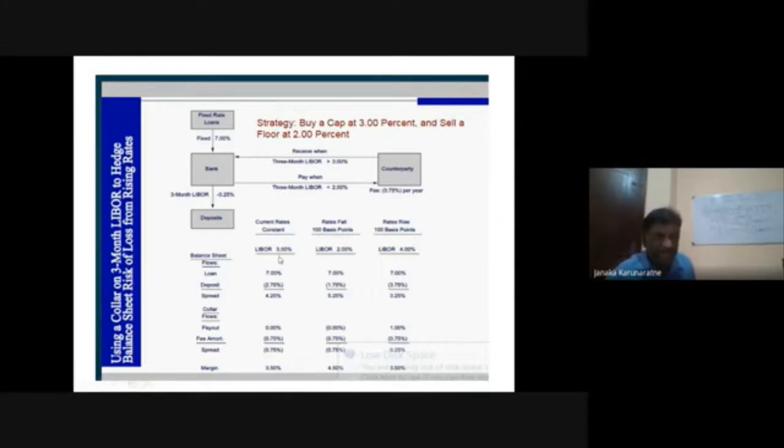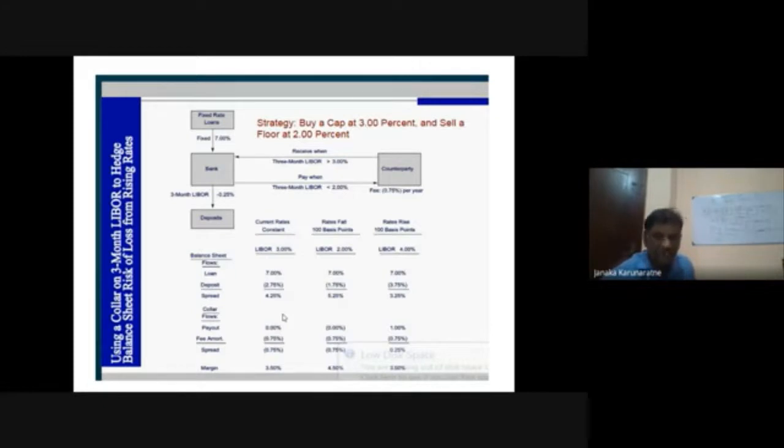So think about the scenario. Okay, LIBOR at 3% now. From loans, you get 7%. You pay to the depositors 3 minus 0.25, that is 0.75. You end up with a spread of 4.25, and you also pay the counterparty premium of 0.75. So today, under the current scenario, your margin is 3.5, right?